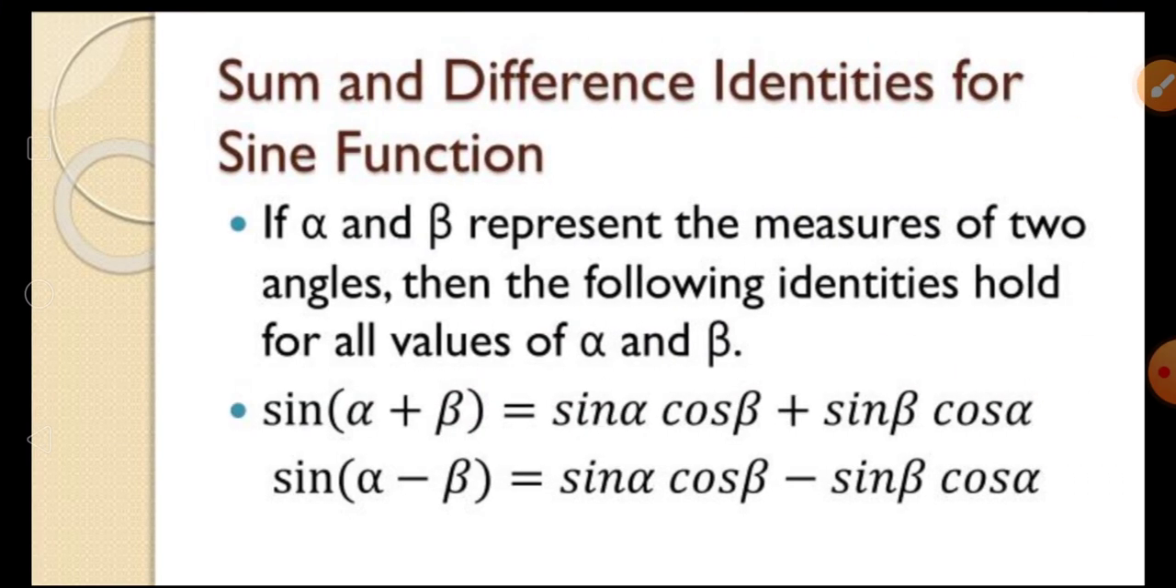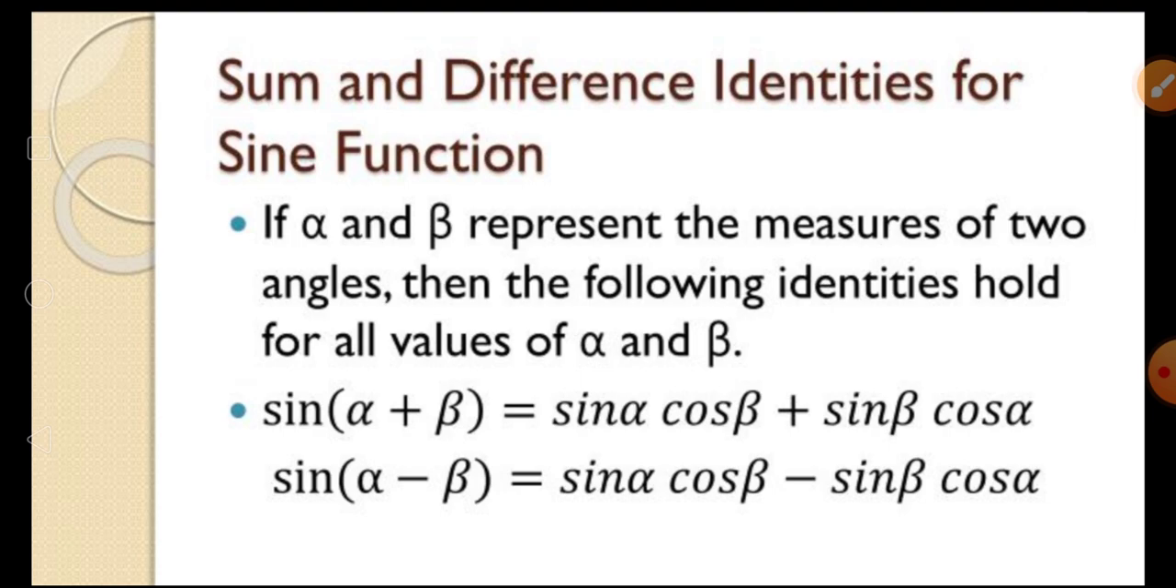So similarly we see the sine function. If alpha and beta represent the measures of two angles, then the following identities hold for all the values of alpha and beta. Sine of alpha plus beta is equal to sin alpha cos beta plus sin beta cos alpha. Sin of alpha minus beta equals sin alpha cos beta minus cos alpha sin beta.